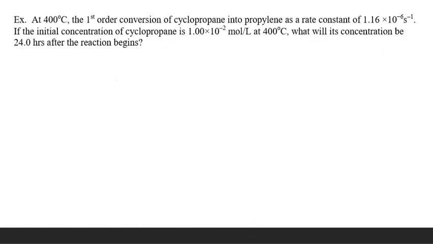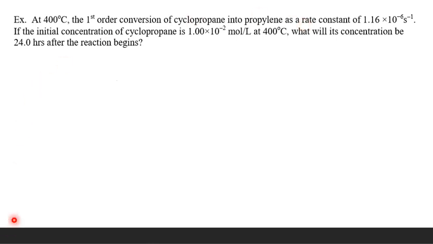Let us see an example here, how to solve this problem. At 400 degrees Celsius, the first order conversion of cyclopropane into propylene has a rate constant of 1.16 times 10 to the power negative 6 second inverse. If the initial concentration of cyclopropane is 1 times 10 to the power negative 2 moles per liter at 400 degrees Celsius, what will its concentration be 24 hours after the reaction begins?